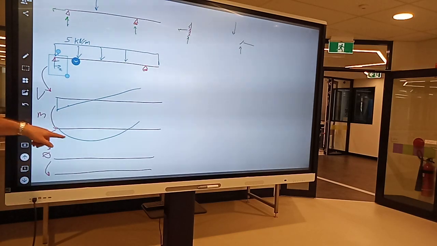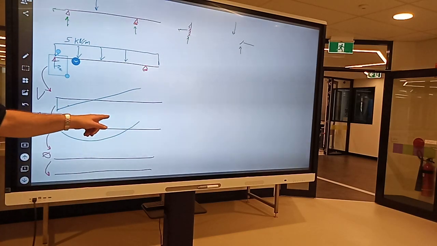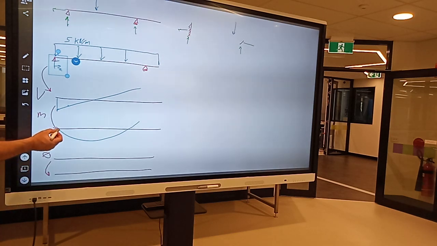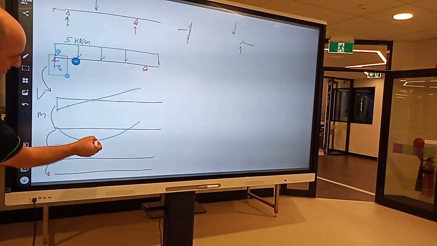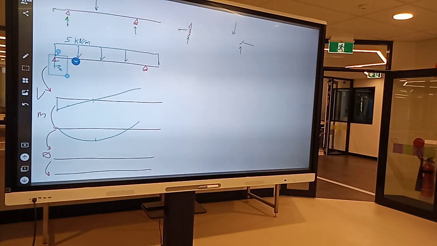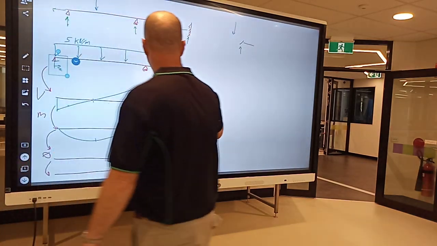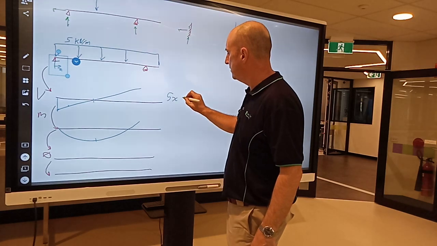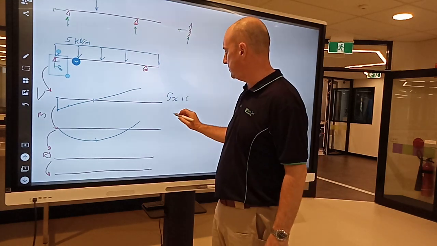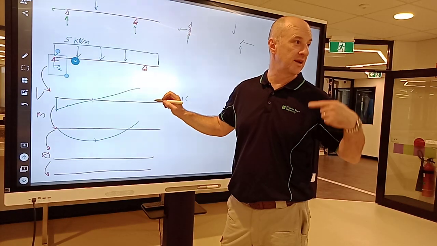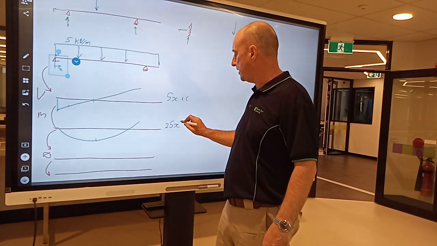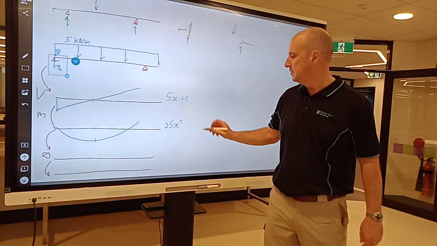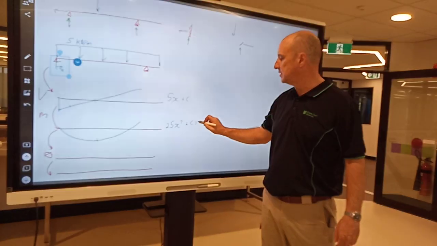Now, does everyone agree that's a bending moment of a simply supported beam? We start off with 0, and the point where that passes 0 is our maximum bending moment. That is 5x plus a constant. What do you do when you integrate 5x? We're going to get 2.5 x squared, right? Plus whatever that constant was times x.